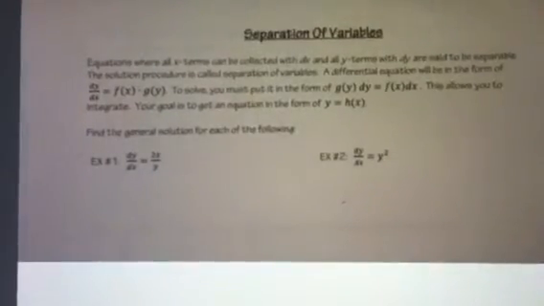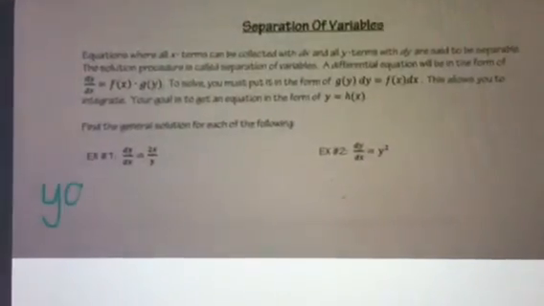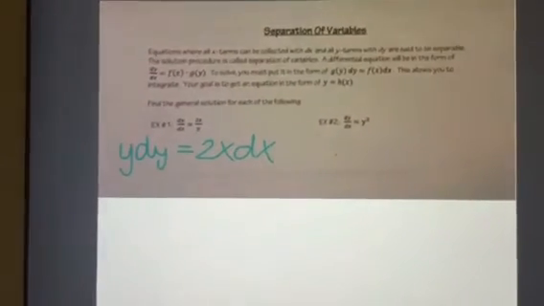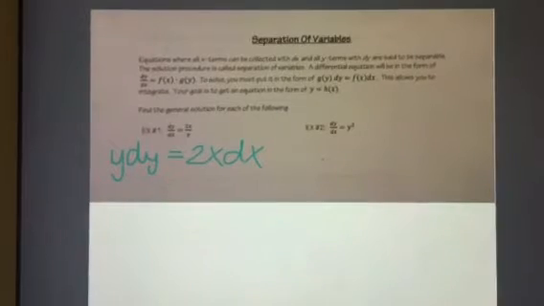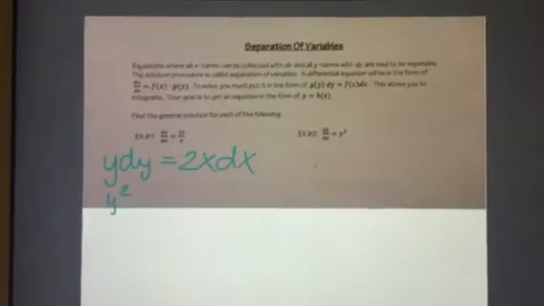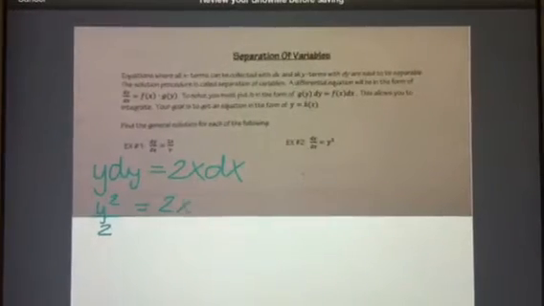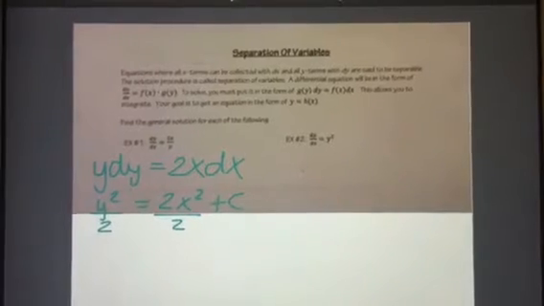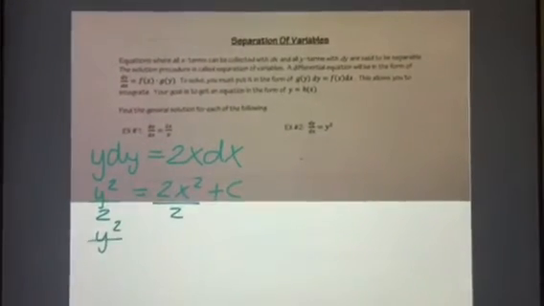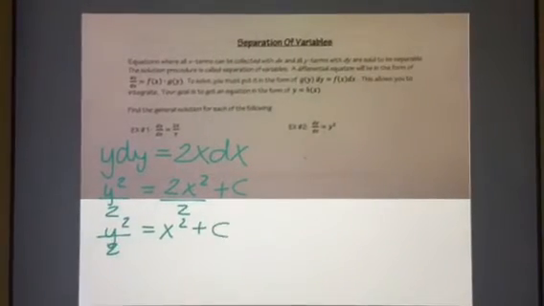So if we look at the first one, essentially we're going to cross multiply. So we'll have y dy equals 2x dx. Since the variables are on opposite sides of each other, we can integrate, which will give us y squared over 2 equal to 2x squared over 2 plus c, which we can simplify to y squared over 2 equal to x squared plus c.